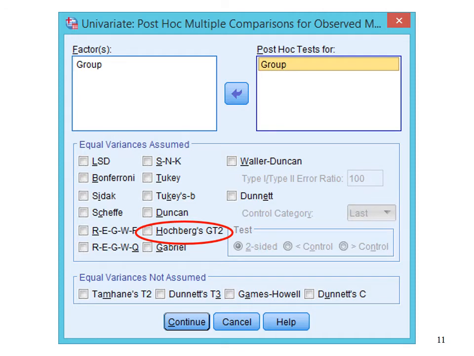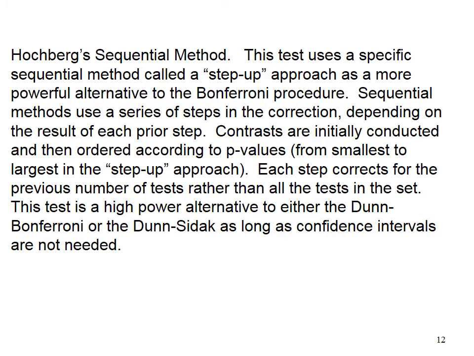Next, we have Hochberg's G2. You're not really going to use that, so very briefly. I put extra background information here, but in a nutshell, what happens is this. First, you run the unadjusted post hocs.